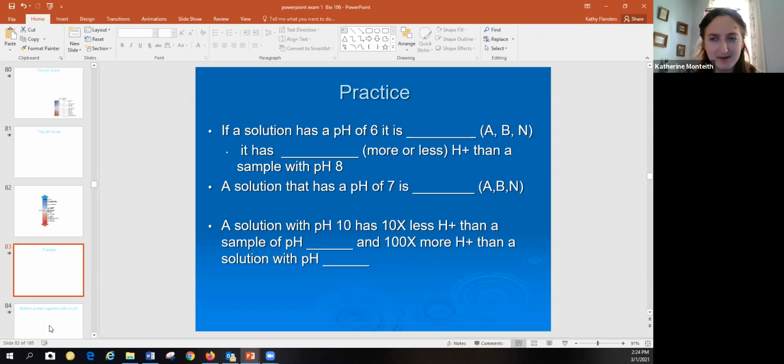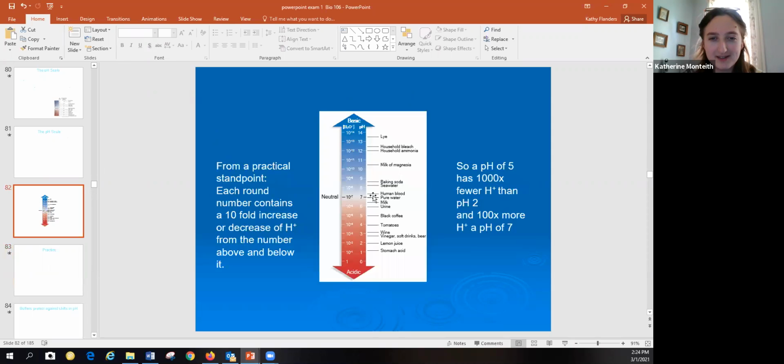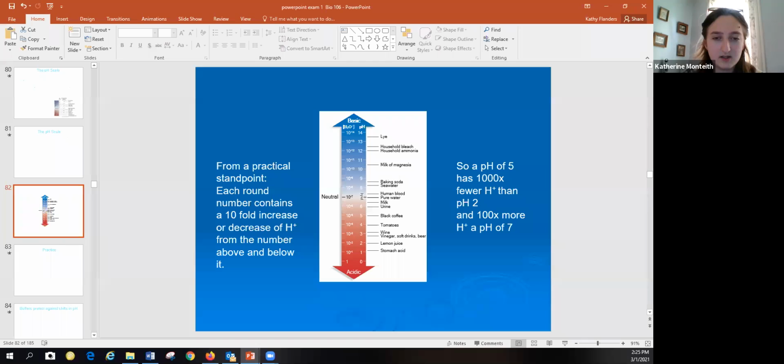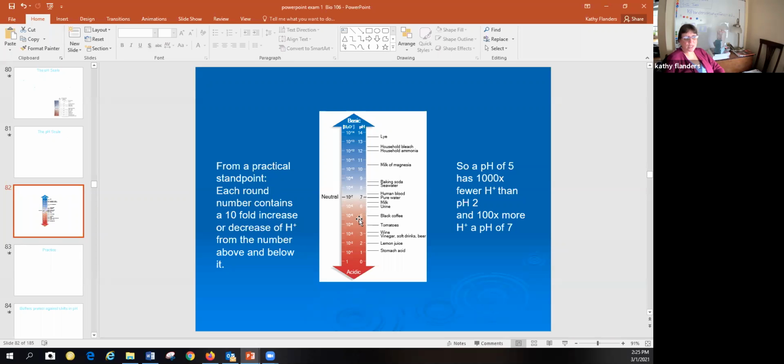Or at least for the acidic, I'm guessing. Is it the opposite for basic? No, you're actually right for the basic. As you go away from neutral, you're going to have less and less hydrogen ions. But at neutral, any of the acidic range has more hydrogen ions.